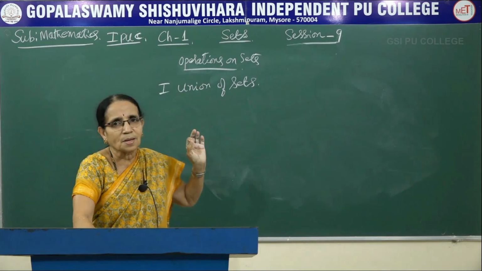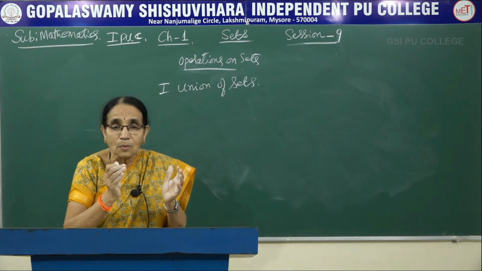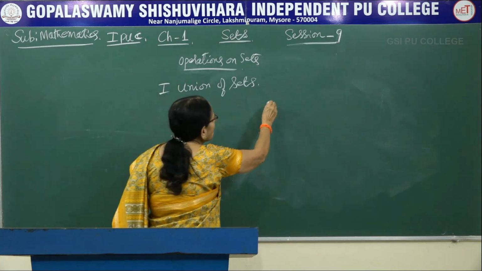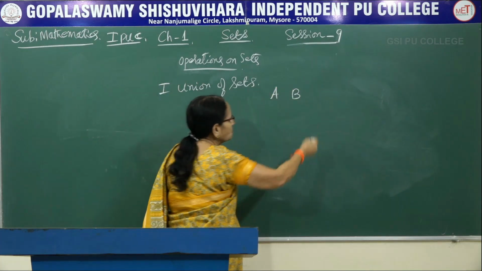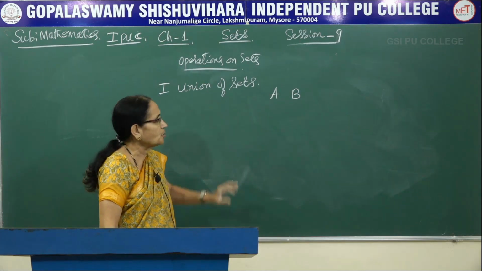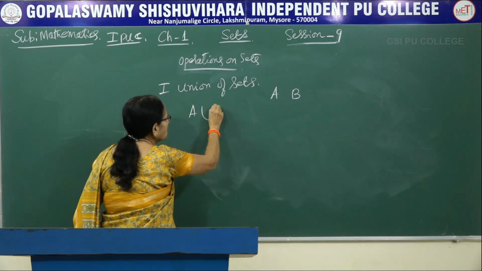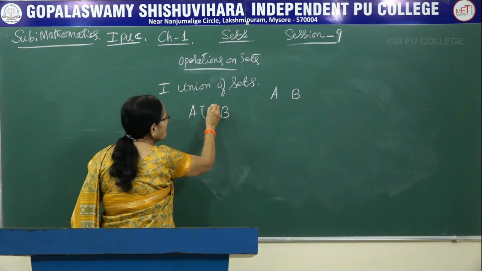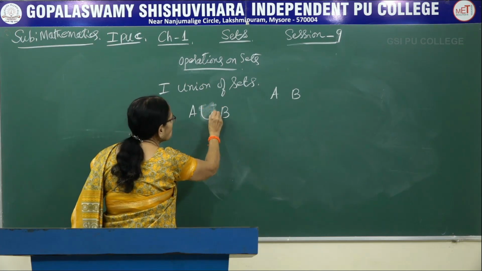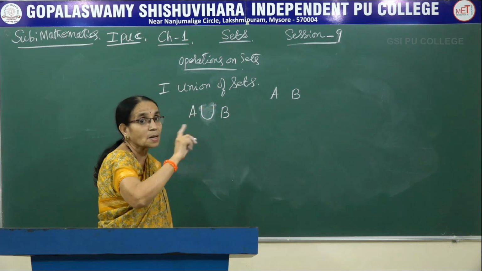Union of sets means we will be having all the elements, we will be combining the elements. What do you mean by that? Let me take two sets. Let A and B be any two sets. Then the union of A and B, we denote it like this. Don't write it as the letter U in a different way, it should look like U only.